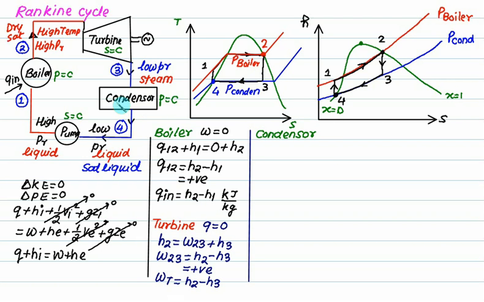In the condenser there are no moving parts, so work done in the condenser is 0. Same equation: Q plus H in equals H out. Inlet for the condenser is 3, exit point is 4. So Q equals H4 minus H3, this one is Q34. H4 represents low pressure water, and H3 represents steam, a wet steam. Naturally, H3 is more than H4, so this quantity is negative. We call it heat rejected.